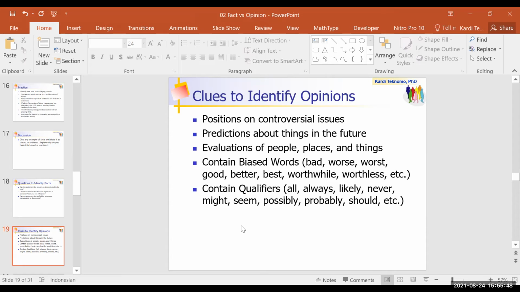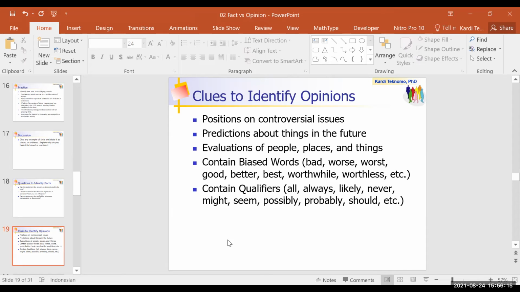Another clue is use of a bias word. Okay, so like a while ago when we say, okay, it's a fact that Tokyo is the capital of Japan. Okay, when you put beautiful, okay, then it starts to become opinion, right? So it's a bias fact.